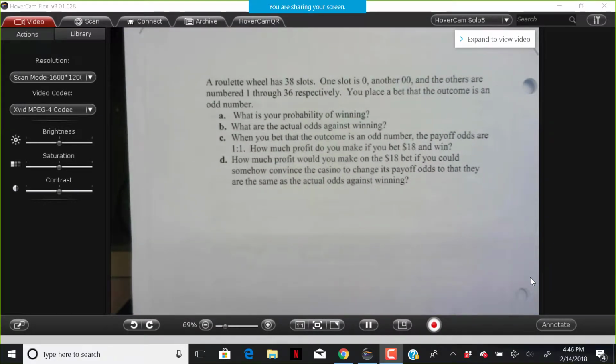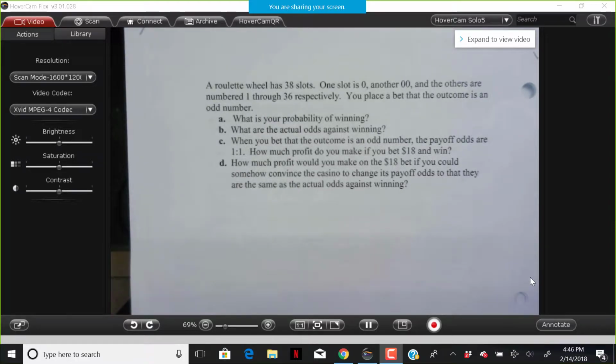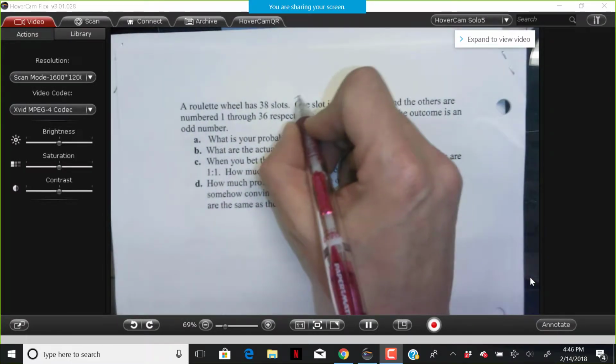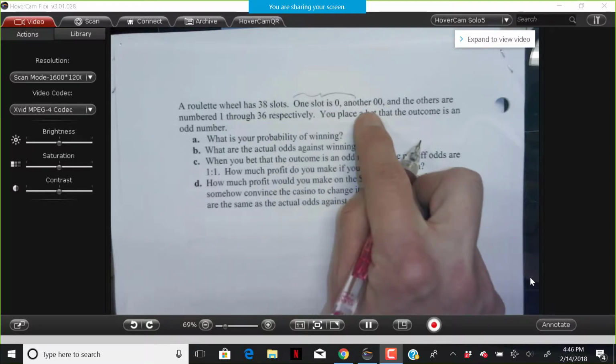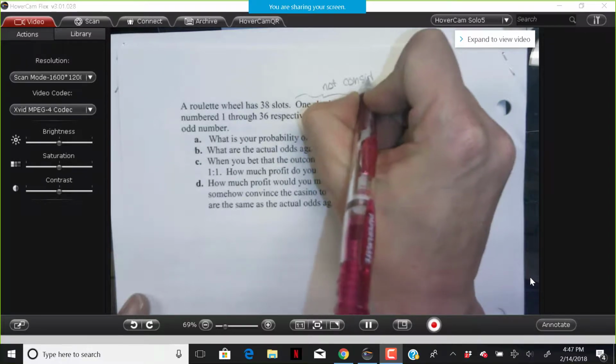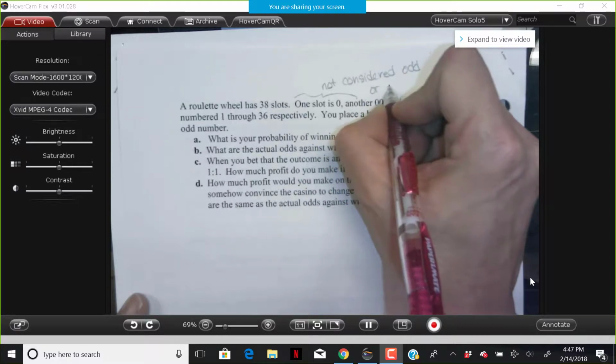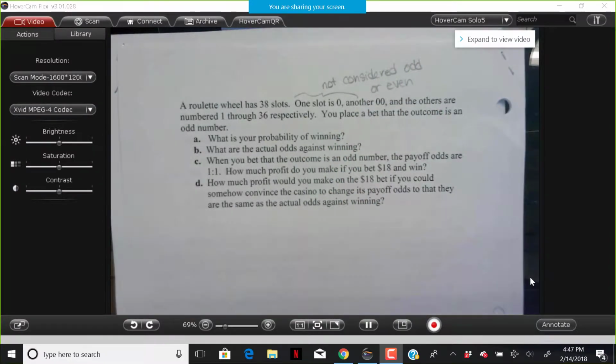Okay, so here a roulette wheel has 38 slots. So this is if you like to gamble. One has a 0, another has a double 0, and the other slots are numbered 1 through 36. You place a bet that the outcome is an odd number. One thing, and I think they say this on the homework, is they don't count 0 and double 0 as odd or even. 0 really is an even number, but for this particular game, they're not counting them.